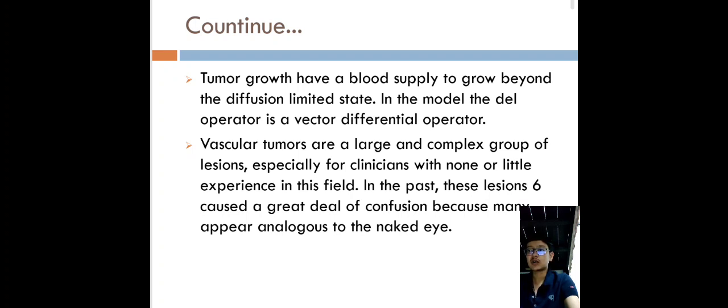Vascular tumors are a large and complex group of lesions, especially for clinicians with little or no experience in this field. In the past, these lesions caused a great deal of confusion because many appear analogous to the naked eye.